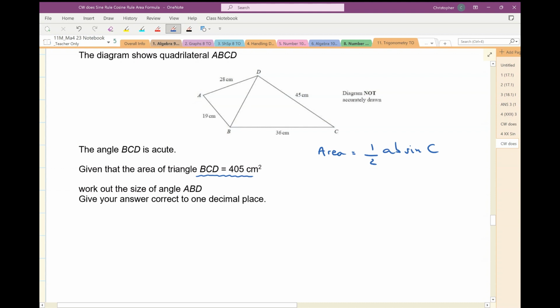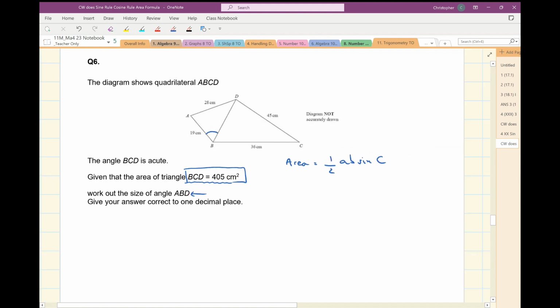All right, so back to the question. Given that the area of BCD is 405 square centimetres, work out the size of angle ABD. ABD. That's this angle, isn't it? The angle there at B.